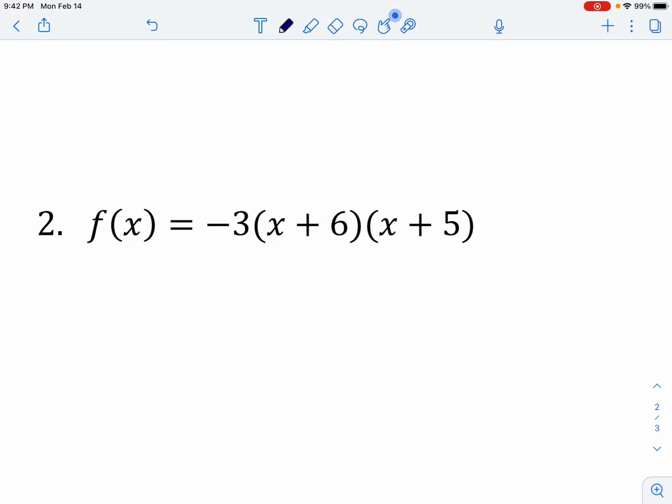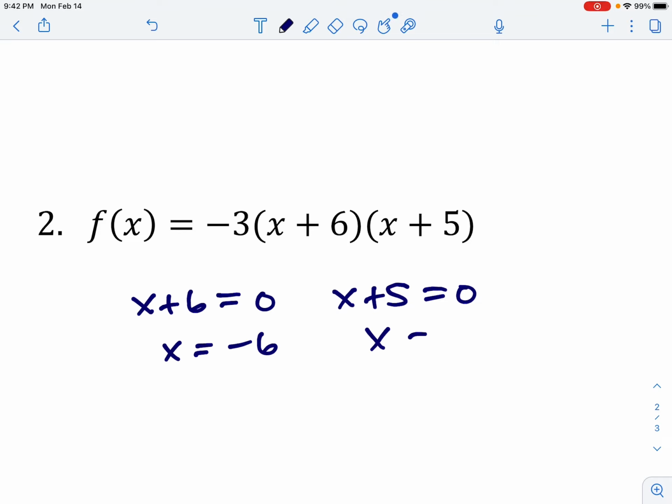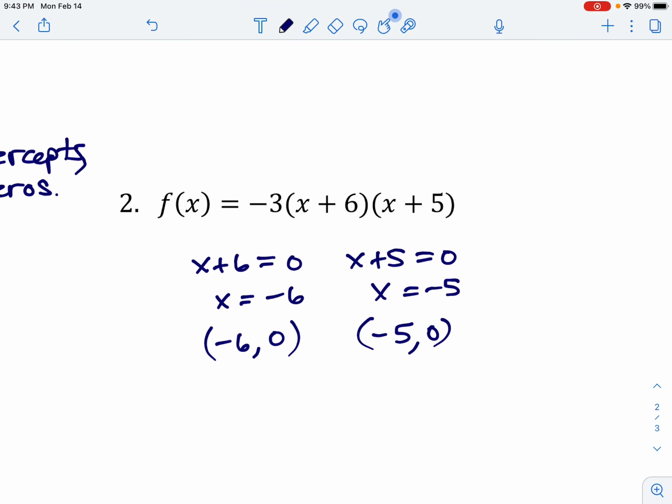All right, for this one, negative 3, because it does not have a variable, it can't be a solution, so it can't be a root or an x-intercept. So we only have to look at the values that have x in them. So right now, I'm only going to look at the factors, x plus 6 equal to 0 and x plus 5 equal to 0. So x equals negative 6, x equals negative 5. So my x-intercepts, or my roots, are negative 6, 0, and negative 5, 0.